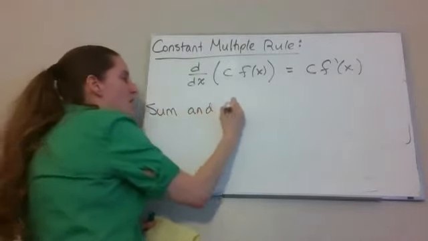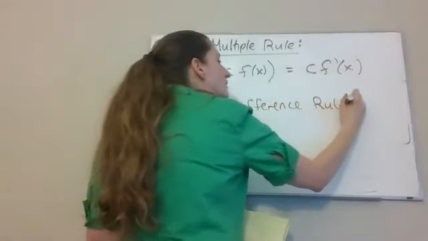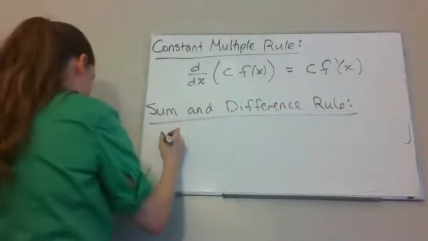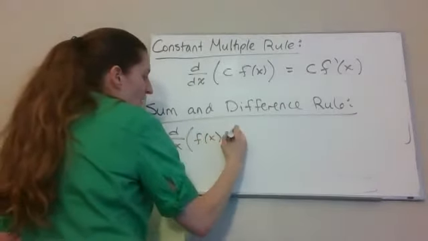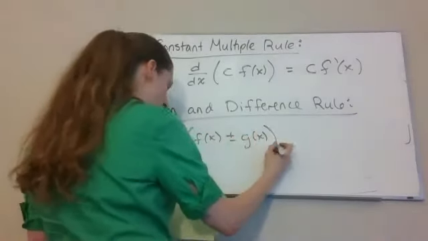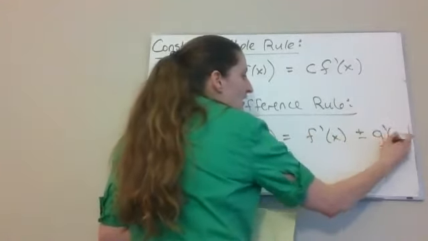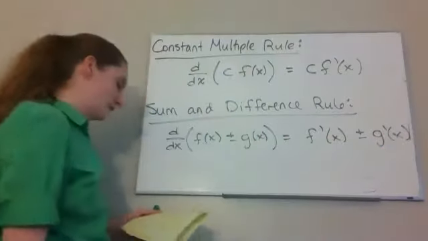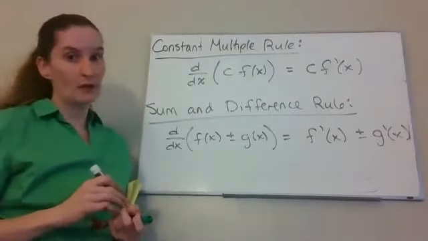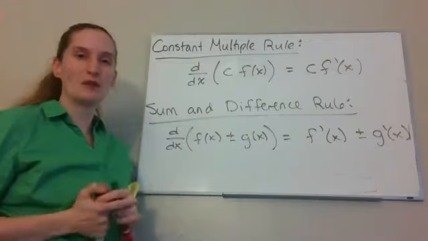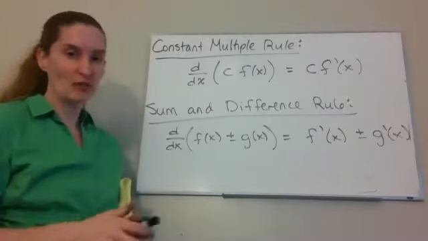The sum and difference rule says that if you have the derivative of one function plus or minus another function, you can take the derivative of each function separately and just add or subtract the results. So this comes in handy because our power rule and our constant rule really only gives you a way to do things that just have one term. And now we'll be able to differentiate lots of different terms all at once.